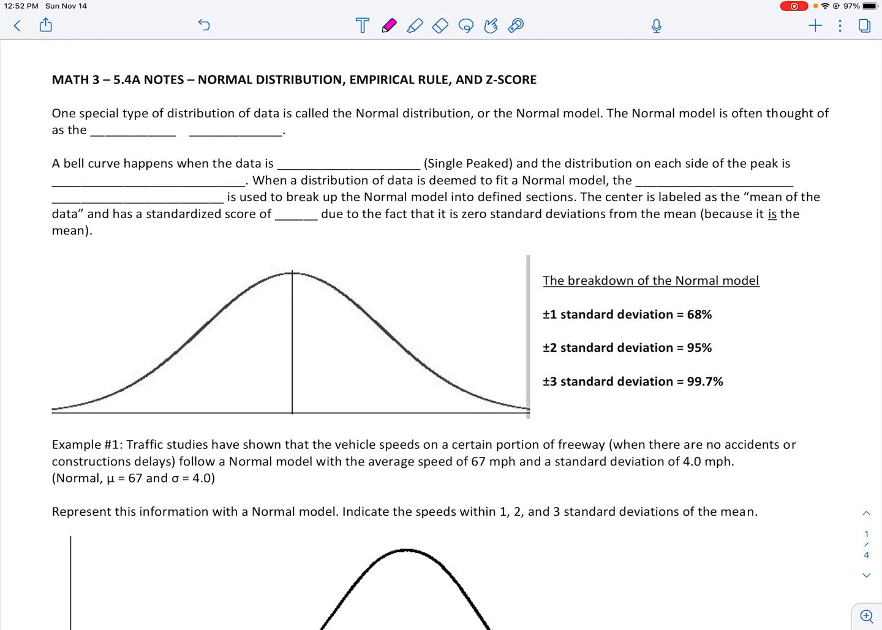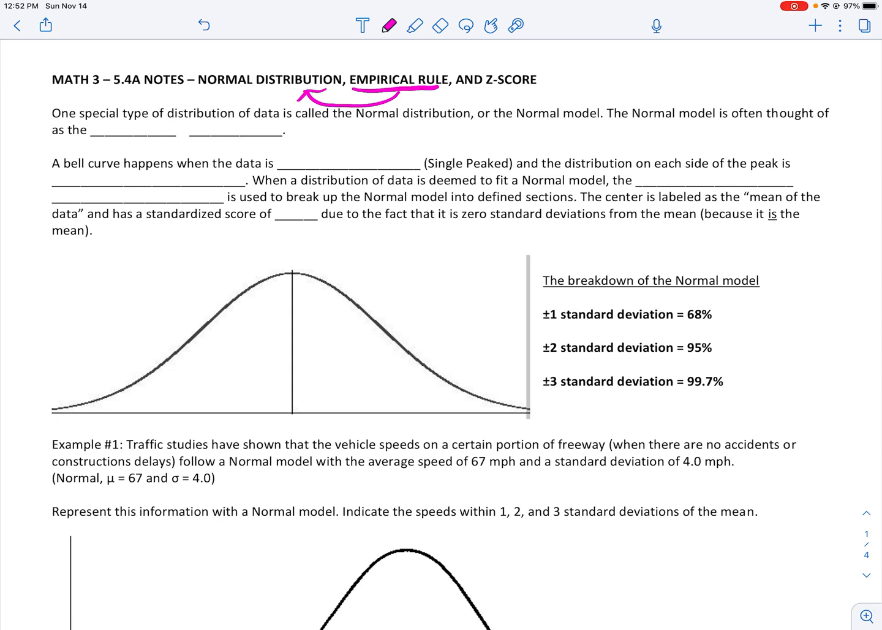Welcome. Today we're going over notes 5.4: normal distribution, empirical rule, and z-score. So when you see normal distribution, empirical rule, that's the same thing as saying normal distribution. So this is another way to analyze the data.